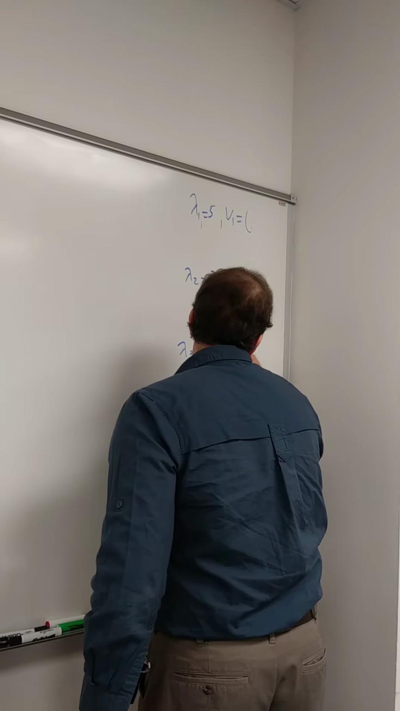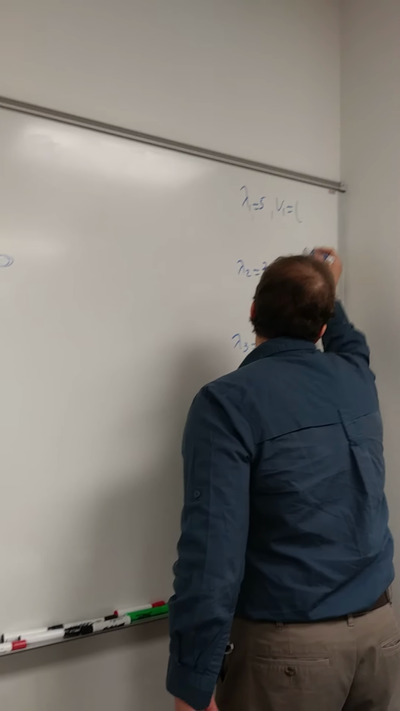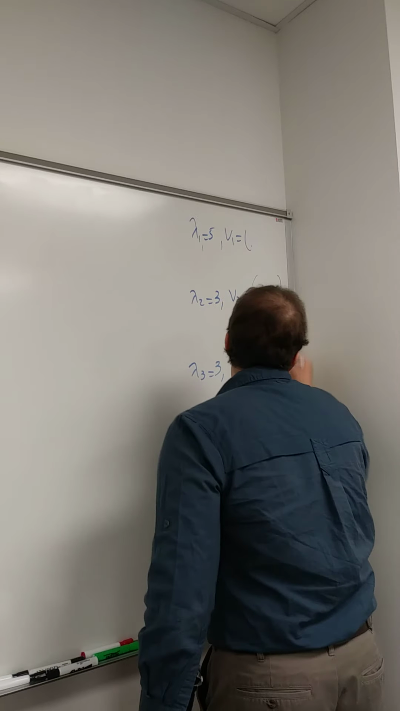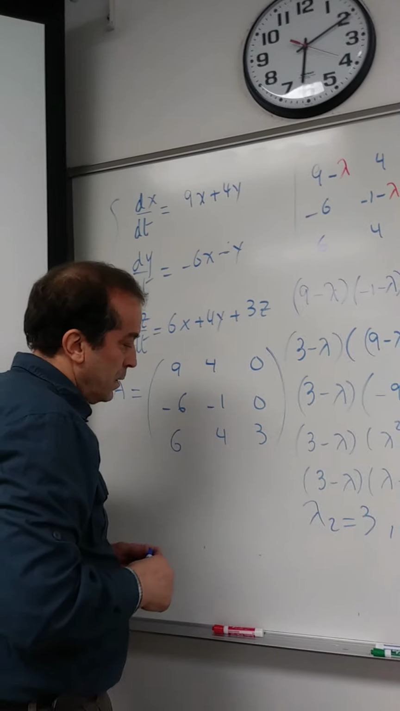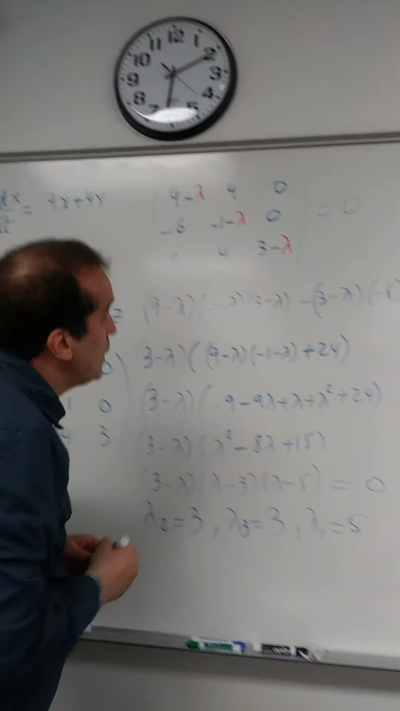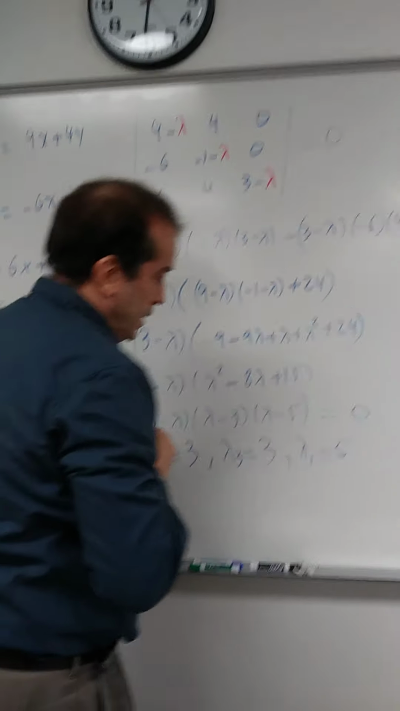And we need to find an eigenvector for each of these. The eigenvectors are going to have 3 components this time, because this is a 3 by 3 system and 3 unknowns. Let's go back to this determinant.